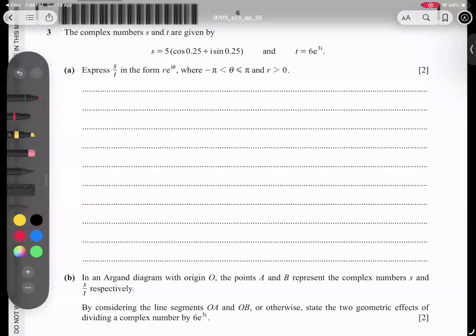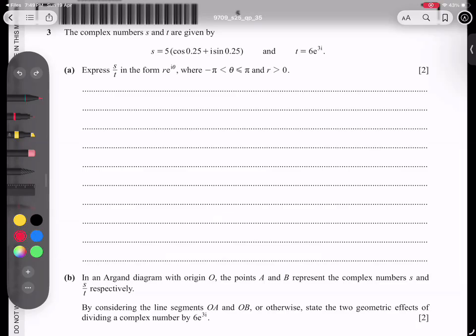Question number 3, students, we have complex numbers S and T given. S is given in what is called polar form. You know, students, r cos argument plus iota sine argument, this is polar form. And this is called exponential form. And express S by T. So we have to divide them, and we have to answer in exponential form.